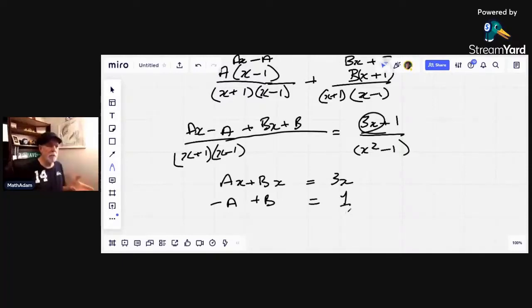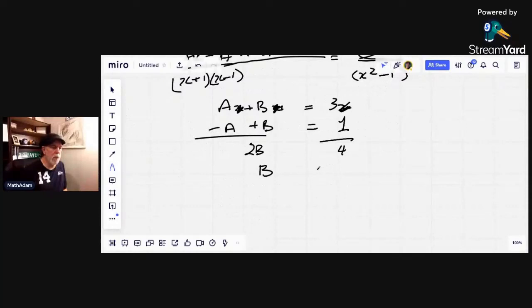Okay. Now let's cancel out these x's. So what we have is a plus b equals 3, negative a plus b equals 1. So let's just sum up these two equations. 3 plus 1 is 4. The a's cancel out, okay? And so we end up with 2b equals 4.